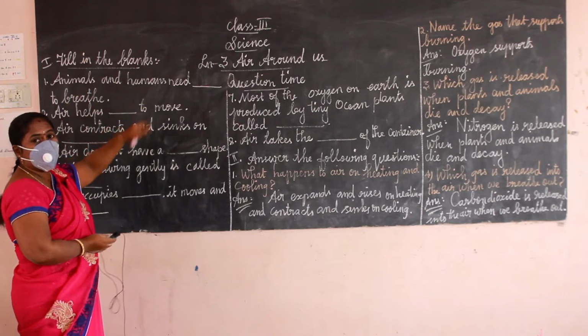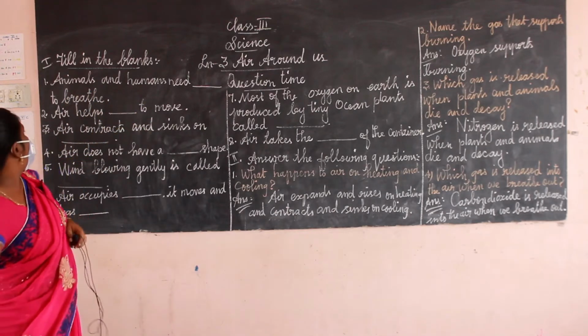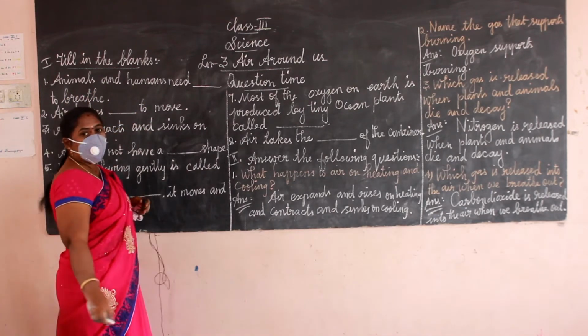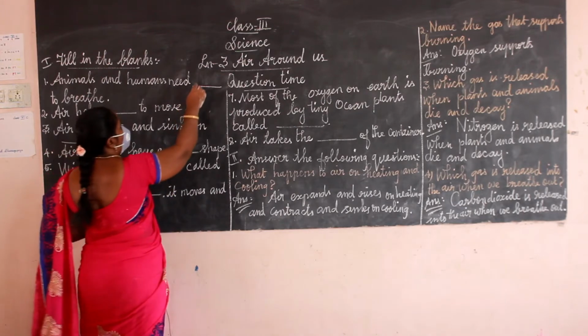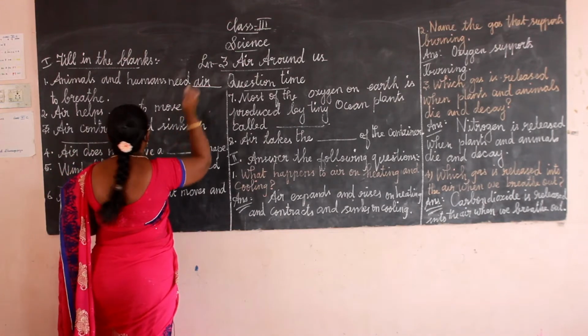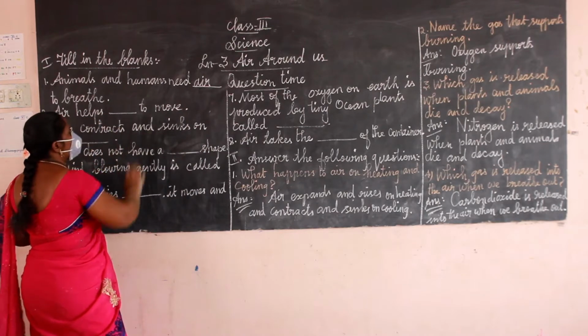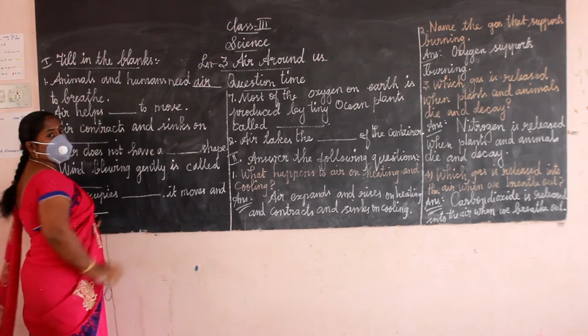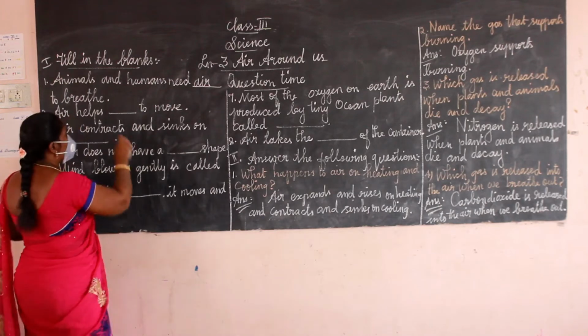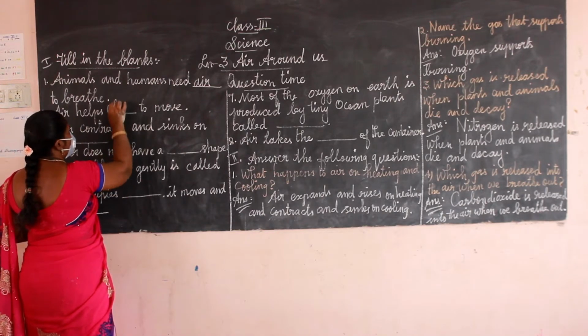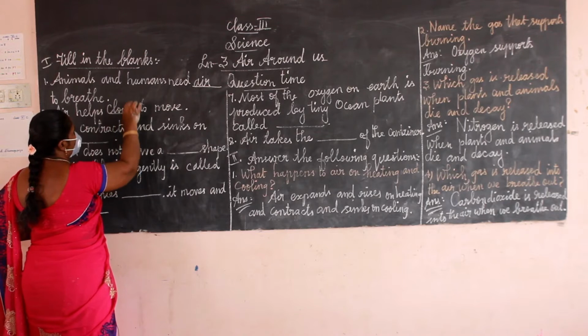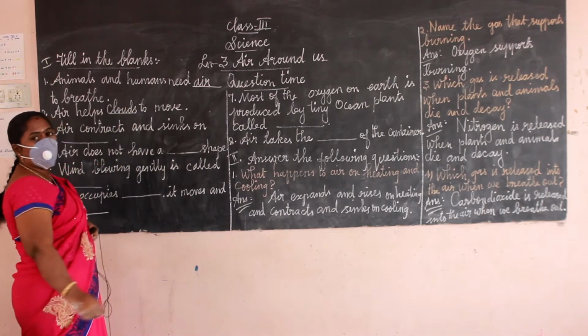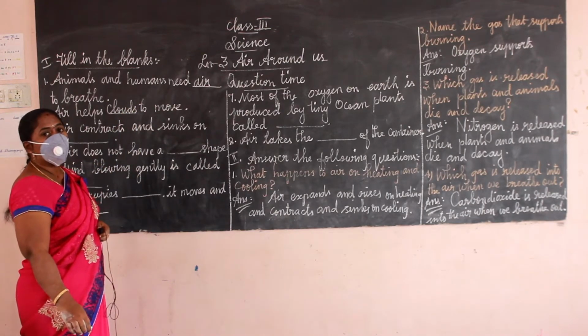Animals and humans need dash to breathe. Animals and humans need air to breathe. Air helps dash to move. Air helps clouds to move. Spell the word clouds. C-L-O-U-D-S. Air helps clouds to move.